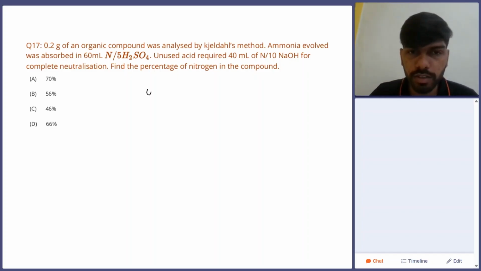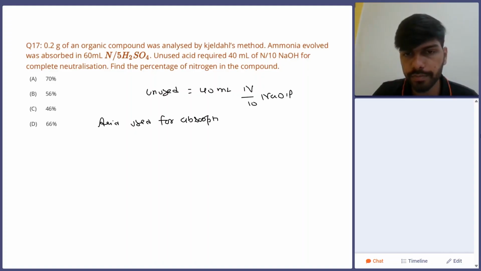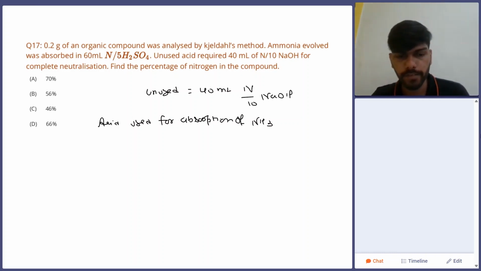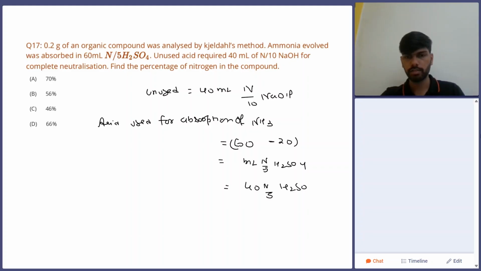So here first of all we can say unused is 40 ml of N/10 sodium hydroxide. So the acid used for absorption of ammonia is 60 minus 20, which is 40 ml of N/5 H2SO4.